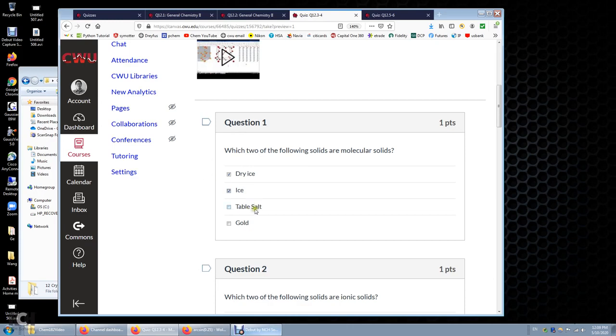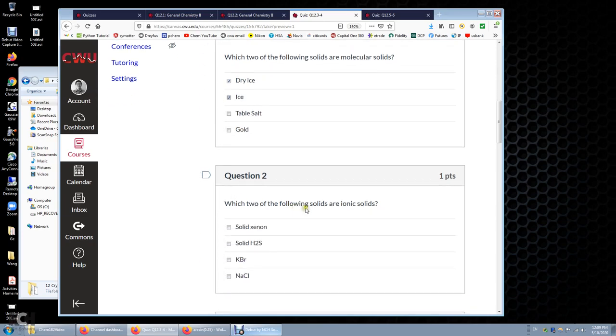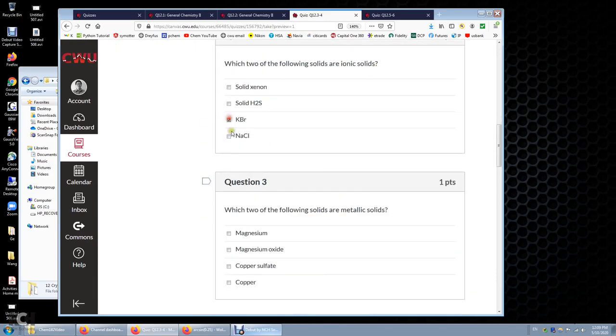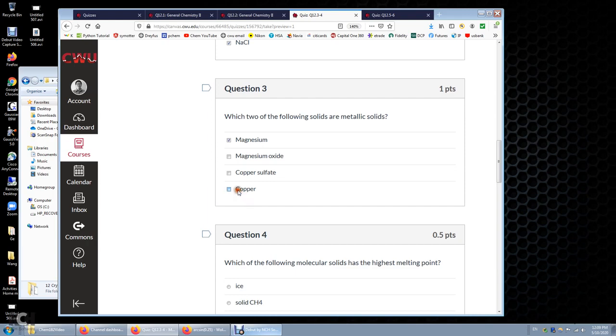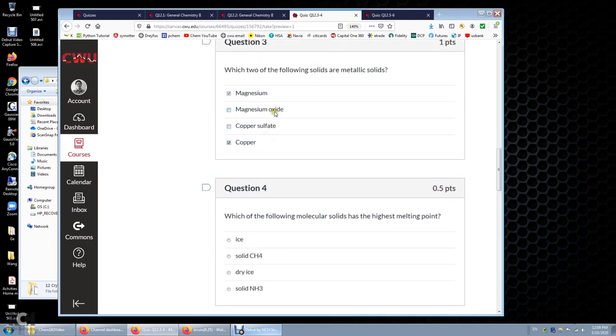So what about table salt? That's actually an ionic compound. Over here, this is metallic, atomic. Which two of the following solids are ionic solids? You need positive ions and negative ions, so these two. Which two of the following solids are metallic? Look for metals: magnesium, copper, we're good. How about these two? They are ionic compounds. You have positive ion, negative ion, positive ion, negative ion.